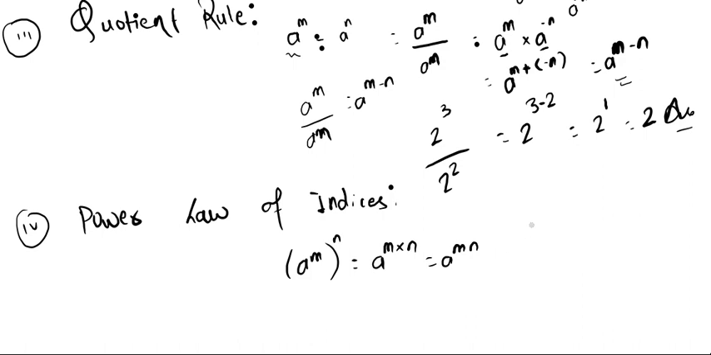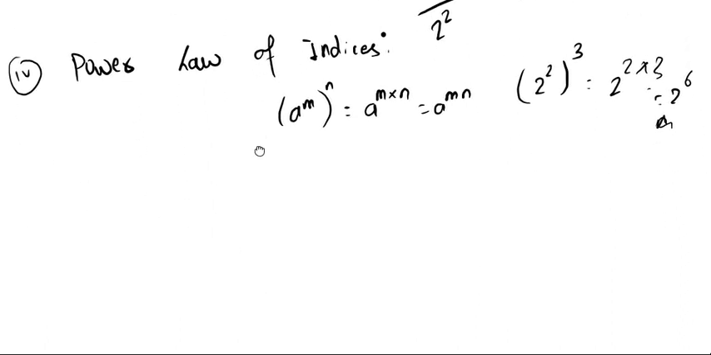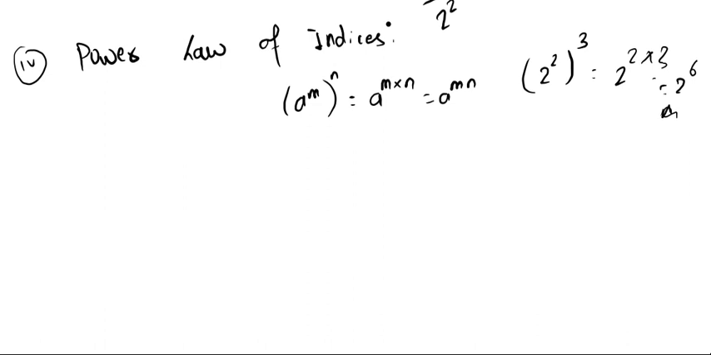If we see a numeric example over here, 2 power 2 and whole power 3 is given, right? So this is the same case. Now what will happen? This power will get multiplied. So 2 power 2 into 3, it will become what? 2 power 6 will be our answer. Okay, now let's move to rule number 5.